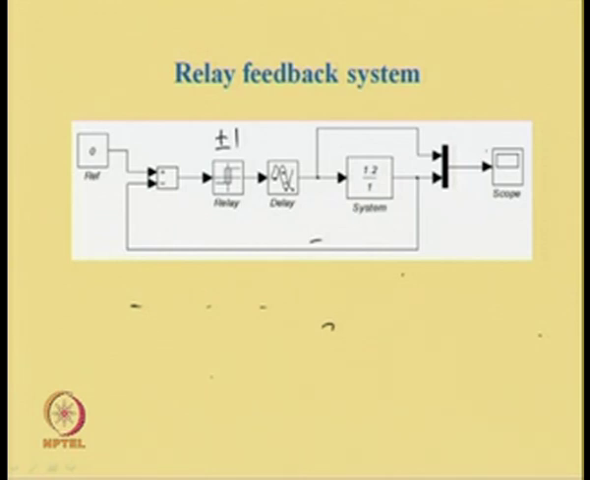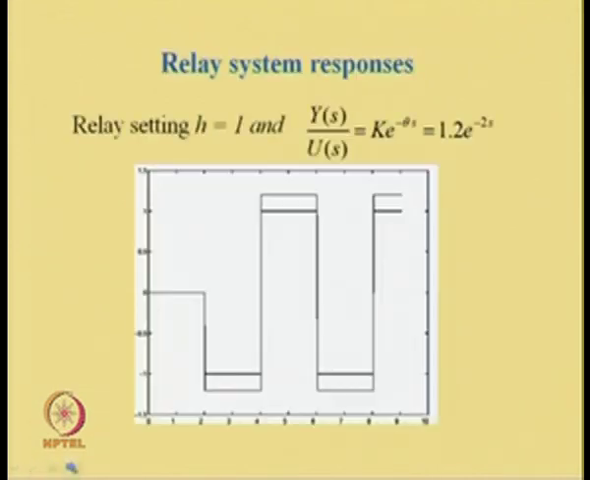Now, the scope has been connected to the output of the system, which is denoted by y(t), and connected to the delayed input. So, we get u(t minus theta) over here. That means, the scope will be displaying the two signals y(t) and u(t minus theta). Let us see the type of waveform we will get from the simulation. So, the simulation is giving us this type of output signal.